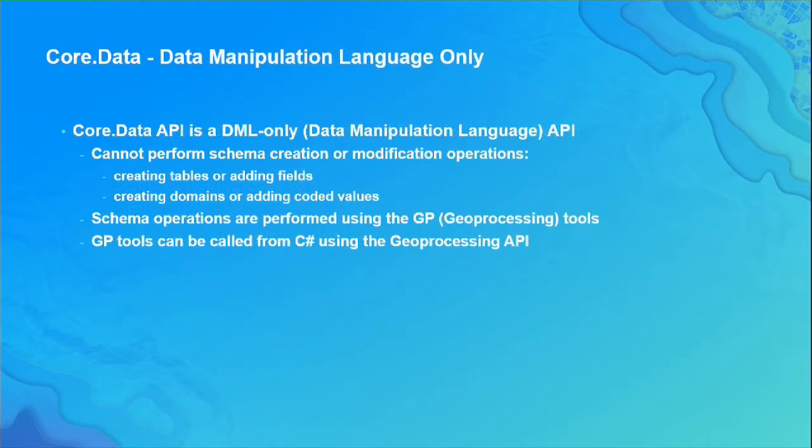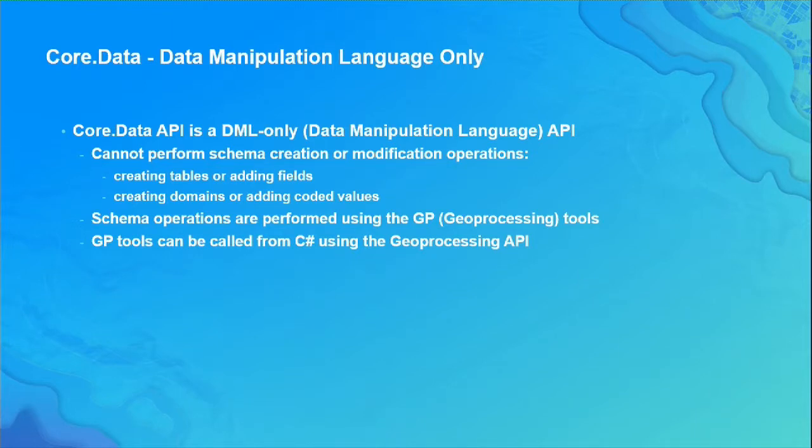One of the decisions we made was to make the API a data manipulation language only, right? It's only about accessing the data and not making schema modifications. This immediately cut the scope of the API down astronomically, actually, and allowed us to create a concise and discoverable API for you.